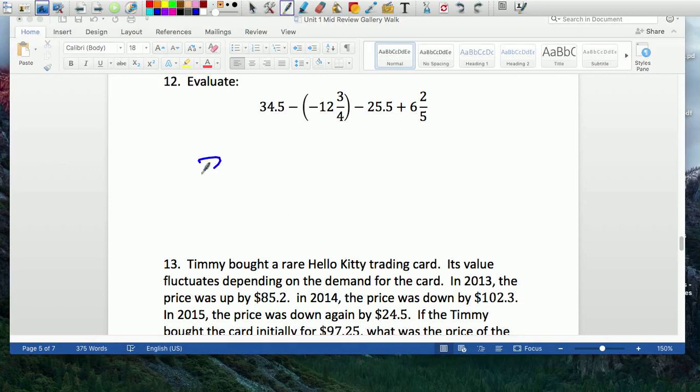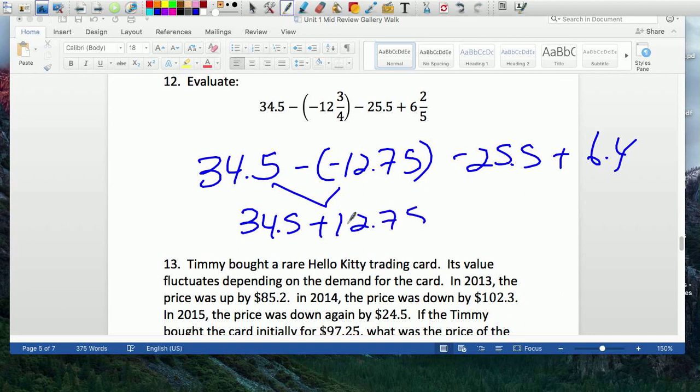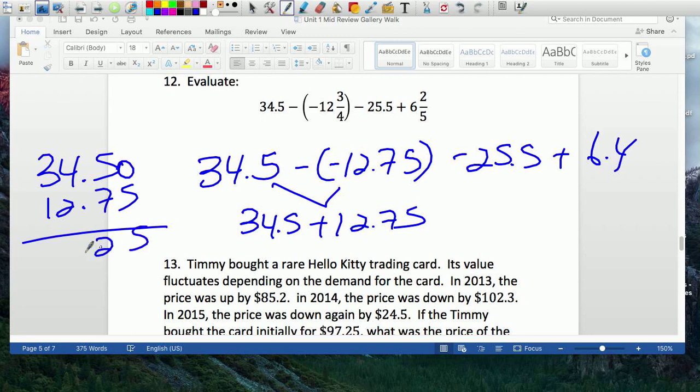Change this all to decimals. Now let's change that to decimals as well. So let's do these two. You get 34.5 plus 12.75. 2, 7, 47.25, and we're now going to subtract 25.5, right?